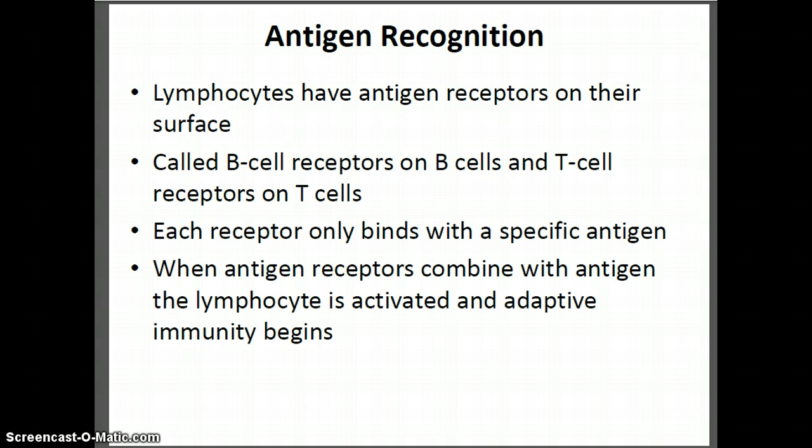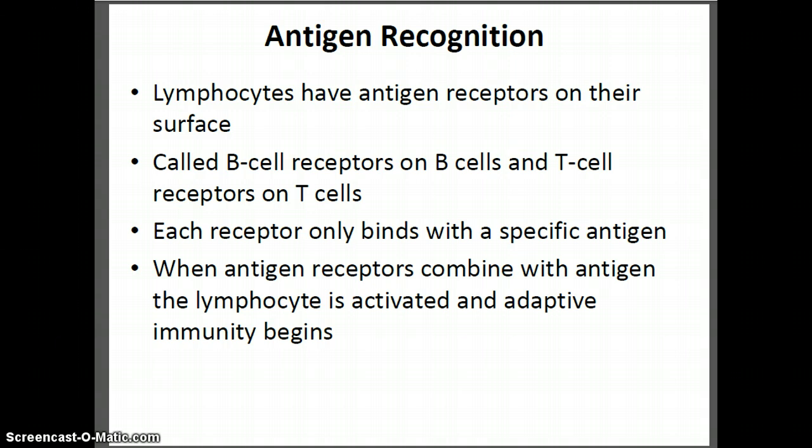They are called B cell receptors on the B cells and T cell receptors on the T cells. And each receptor binds only with a specific antigen. So they are very specific. Sometimes adaptive immunity is also called specific immunity. When antigen receptors combine with antigens, the lymphocyte is activated and the adaptive immunity begins.